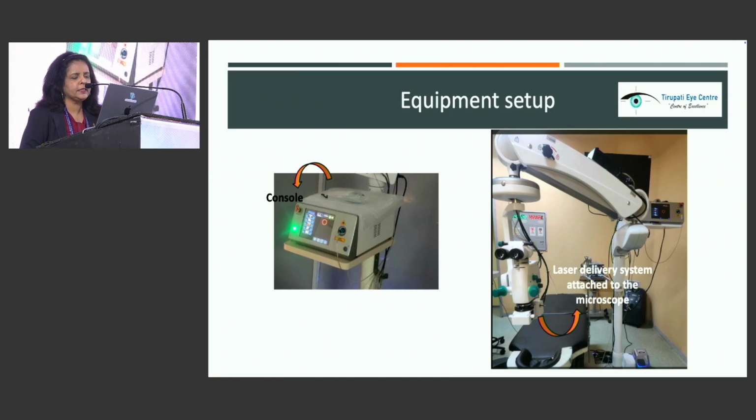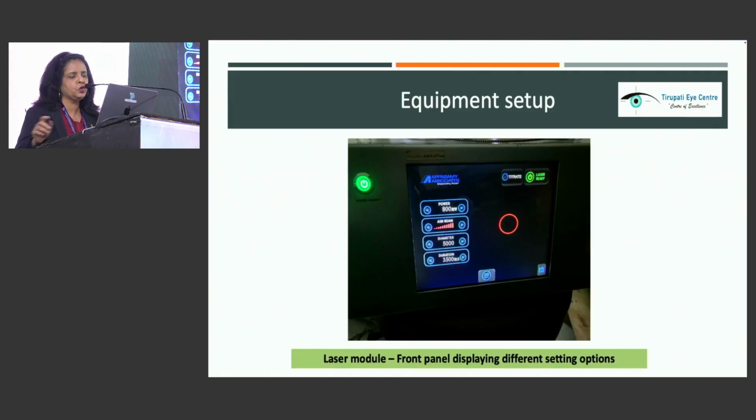So this is the equipment setup. You can see that there is a console, and this console is attached to our own regular microscopes. This is actually in the study stage, but will soon come into the commercial market. That is why I'm introducing this technology to you, and I've been working on this for the last 2 years with Appaswamy Associates. This is attached to the microscope, and this is the laser module demonstrating the front panel, where you can see various settings. The good thing about this rhexis is we can customize the size of our rhexis that we want, and we can vary it from 4.5 to 7 millimeters.